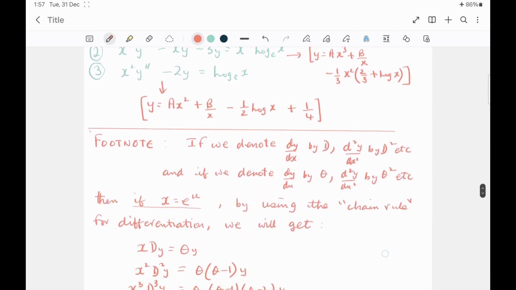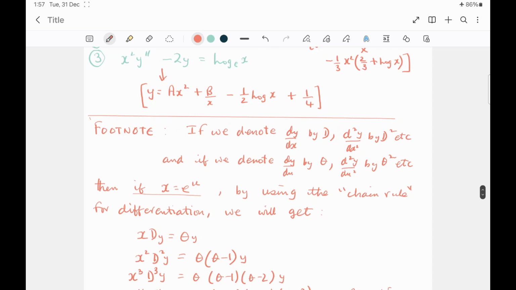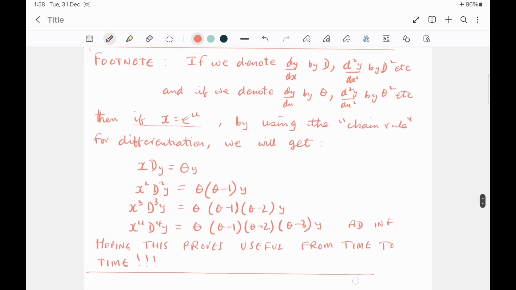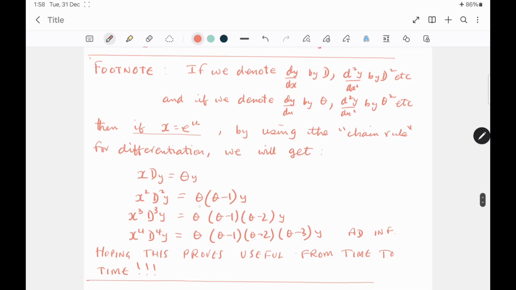If we denote dy/dx by D and d2y/dx squared by D squared and so on, and at the same time denote dy/du by theta, d2y/du squared by theta squared, and so on, then if x is e to the u, we can, by using the chain rule of differentiation, get the following. x Dy equals theta y. x squared D squared y equals theta times theta minus 1 y. x cubed D cubed y equals theta times theta minus 1 times theta minus 2 y.